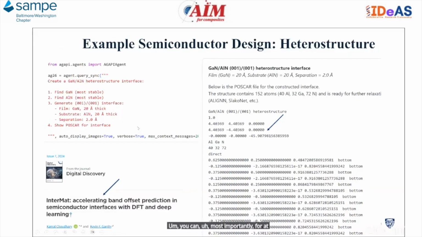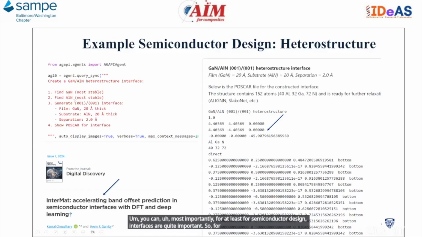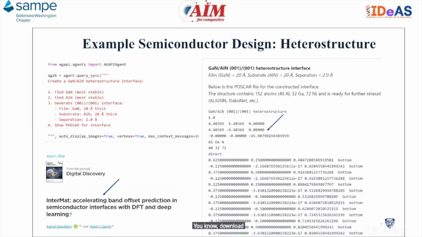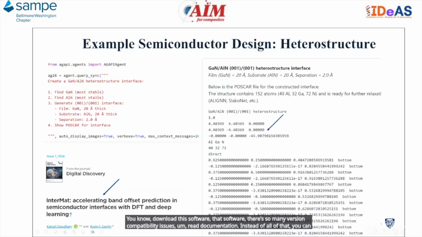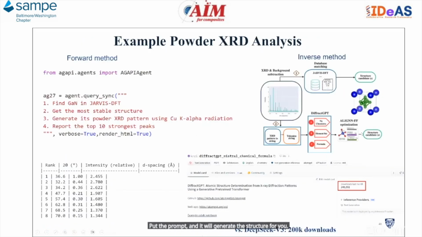Most importantly, at least for semiconductor design, interfaces are quite important. So for example, if you want to make an aluminum nitride, gallium nitride interface, you can just chat about it in an agentic way. It will generate the atomic structure for you, which is quite interesting compared to downloading this software, that software, so many version compatibility issues, reading documentation. Instead of all of that, you can hopefully just put in the prompt and it will generate the structure for you.